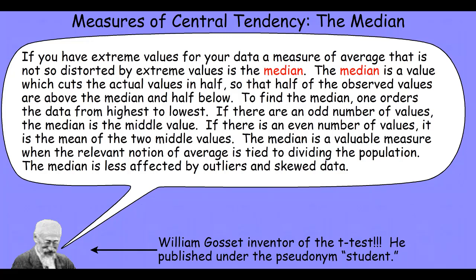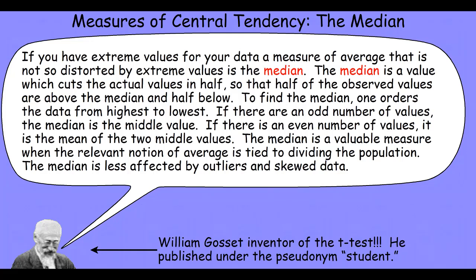So to find the median, you merely order the data from highest to lowest or lowest to highest. If there are an odd number of values, the median is that middle value with an equal number above and below. If there are an even number of values, then generally speaking, people will take the two middle values, add them together, divide by 2, in effect taking the mean of those two middle values.